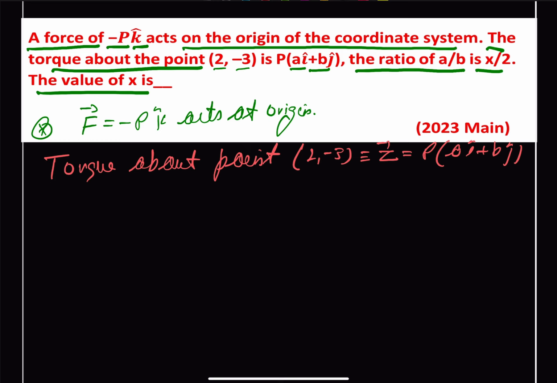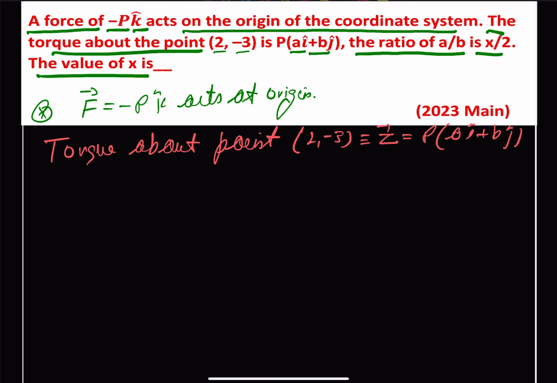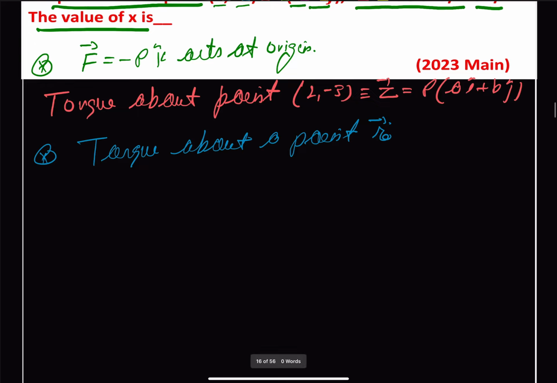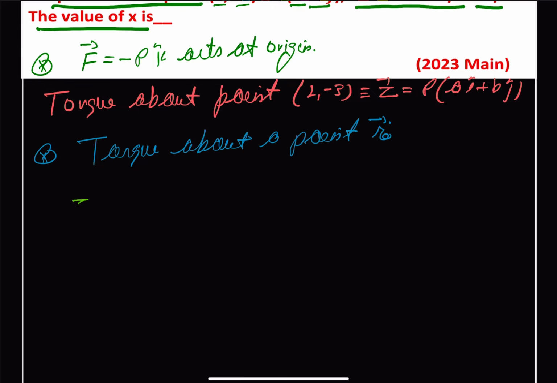So we can use the general formula for the torque, and we know that the torque about a point R naught, we can write the equation as: torque is equal to (R minus R naught) cross F.